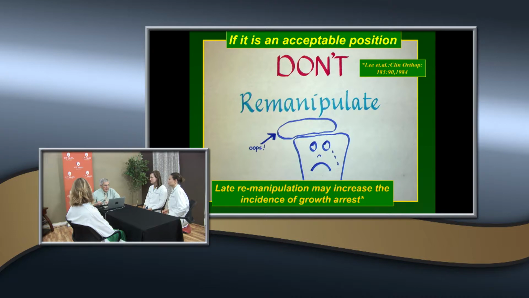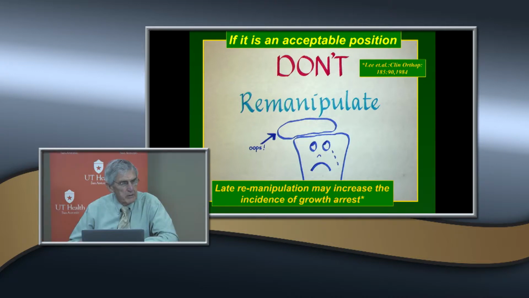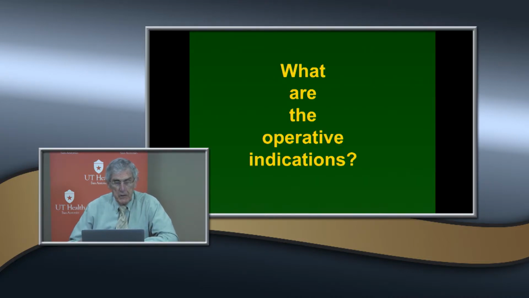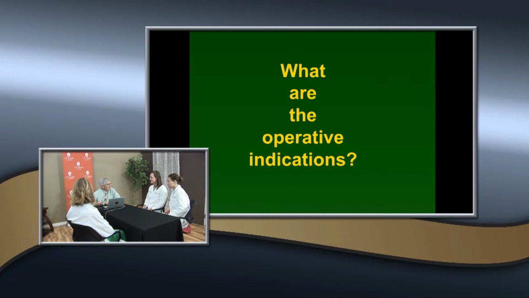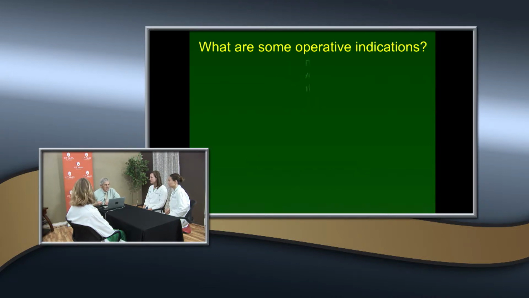In the article by Lee, they looked at close to 100 distal radial physeal injuries, and the ones that had growth arrest are the ones that had late manipulation. So best bet is just leave it alone. If there's any problem later on, you can do an osteotomy, but you want to prevent them from getting a growth arrest. So you went into orthopedics to operate, right? Yes. Okay. So what do you think might be the operative indications? Open fractures. Yeah, here's some of them.